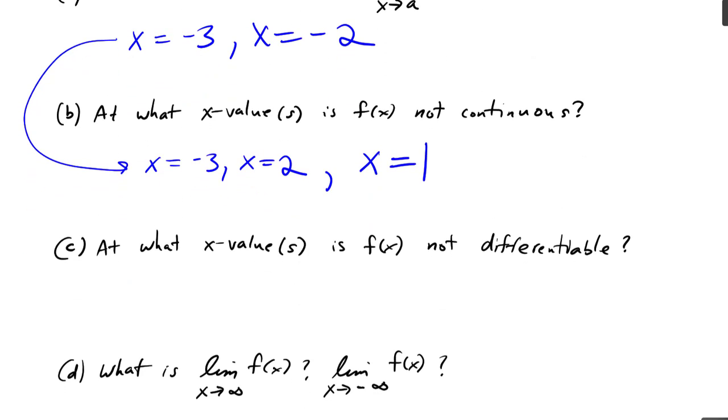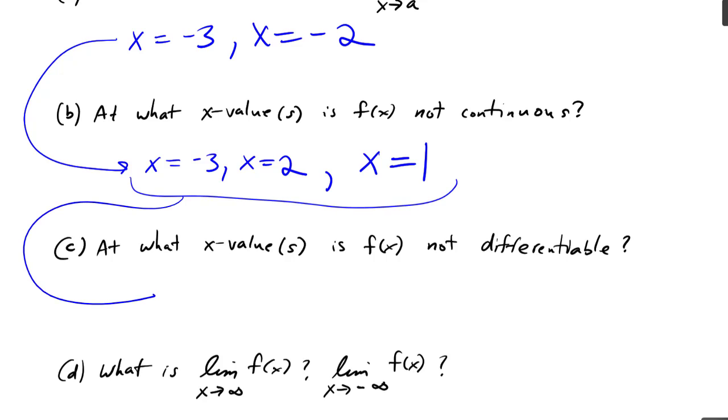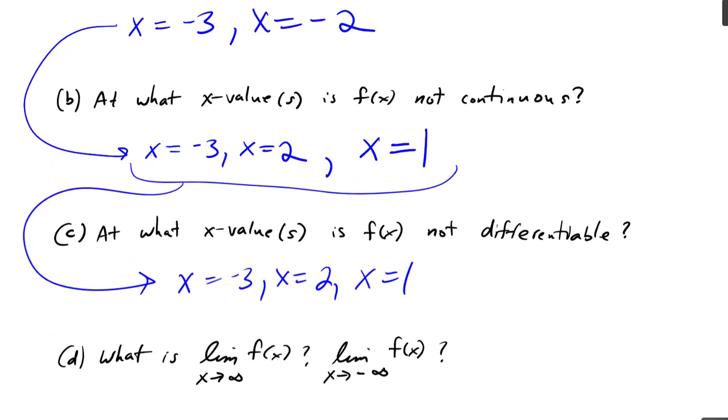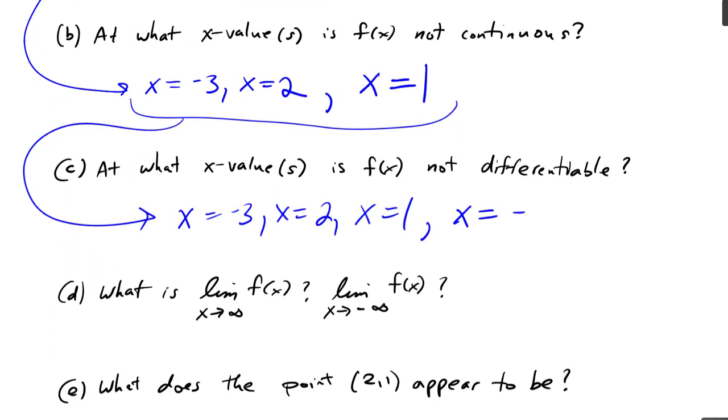Okay, so now about x values where f of x is not differentiable. Well, we need continuity for differentiability, so all of these now come over: -3, 2, and 1. But we still could have a place where it was continuous and yet not differentiable. And that is right here, because it appears we have a sharp corner there. So at -1, that's also a place where it's not differentiable. Okay.